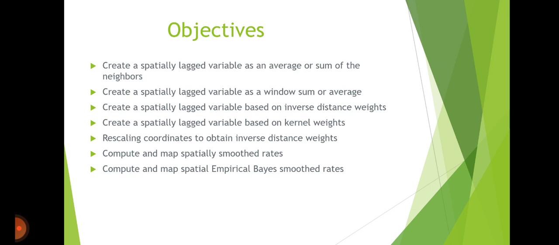Create a spatially lagged variable as an average or sum of neighbors. Create a spatially lagged variable as a window sum or average. Create a spatially lagged variable based on inverse distance weights. Create a spatially lagged variable based on kernel weights. Use the weights manager to obtain inverse distance weights. Compute and map spatially smoothed rates. Compute and map spatial empirical Bayes smoothed rates.